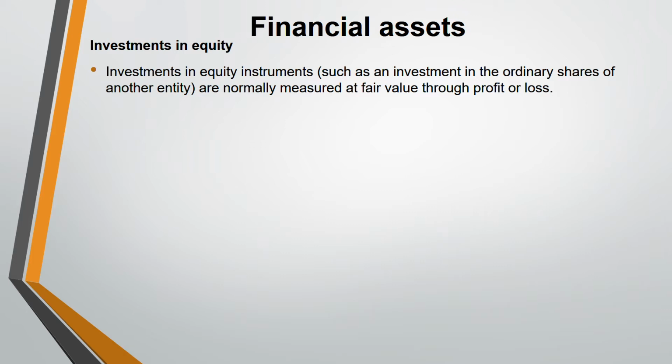You can say investment in equity instruments, such as investment in ordinary shares of another entity. Normally, for business combinations and all, when you have bought a subsidiary or associate, this is one such example where you are investing in ordinary shares. That means you are having less than 20%, which is dealt under IFRS 9. That is a financial asset only, that investment in equity instruments. So that is normally measured at fair value through profit and loss.